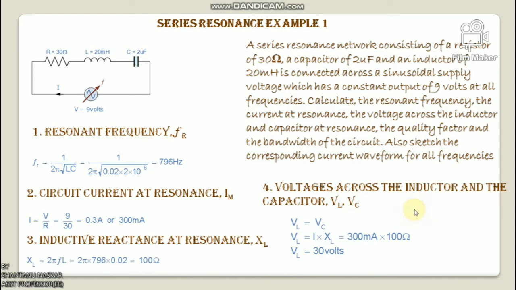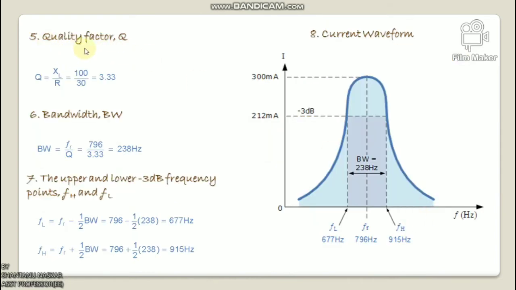Okay, now quality factor Q. So Q equals XL by R. From here we can calculate the value, 100 by 30, 3.33. Because this is a ratio, there is no unit. And bandwidth, BW equals fR by Q, 796 by 3.33.